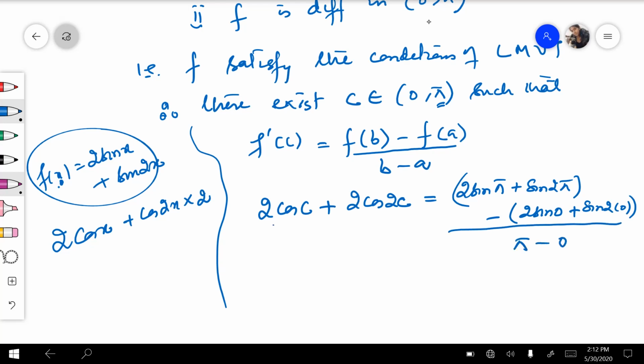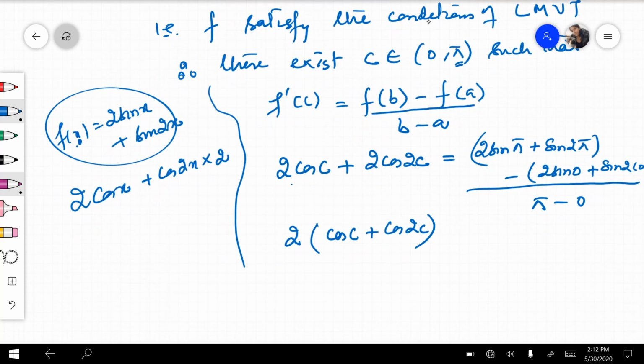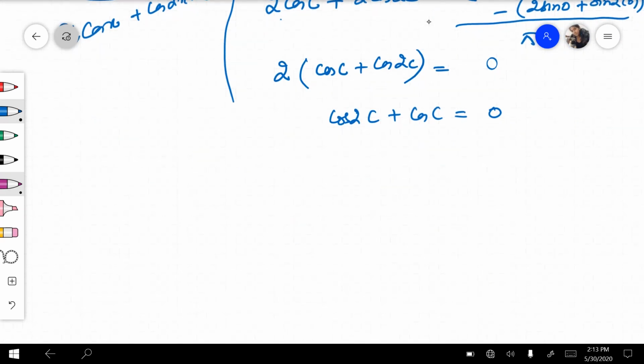इन दोनों टर्म्स में से you can take 2 common, so it will be cos c plus cos 2c, which gives you sin पाई का वैल्यू 0 होता है, sin 2 पाई का वैल्यू 0 होता है, तो 0 upon pi is 0. तो यहां से आपके पास क्या आ गया, cos 2c प्लस cos c इज इक्वल टू 0. अभी हमारे को इस एक्सप्रेशन को यूज करके c का वैल्यू निकालना है. So this gives you cos 2c is equal to minus times cos c.